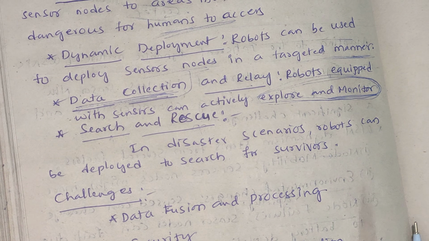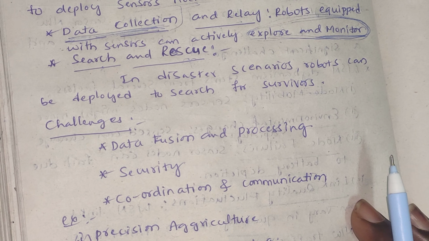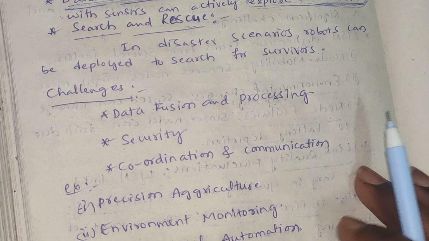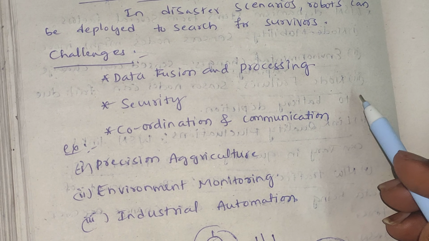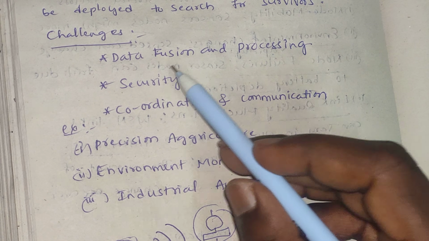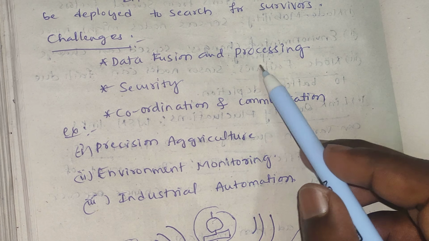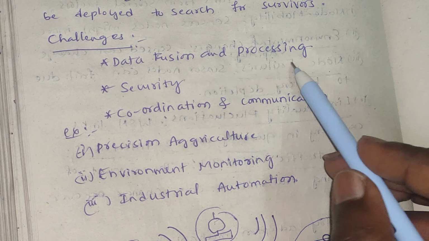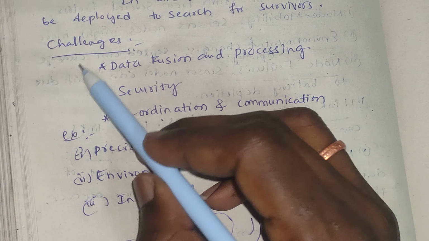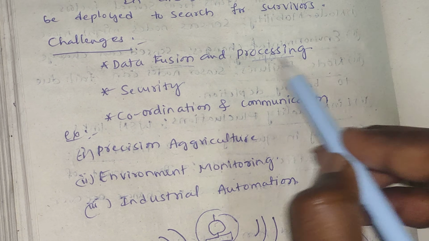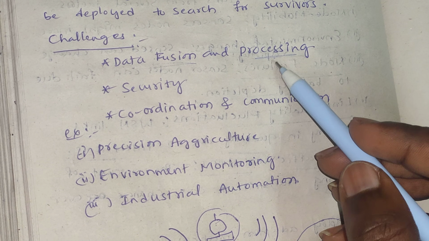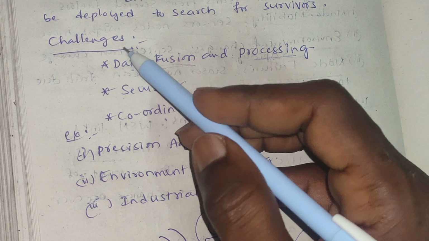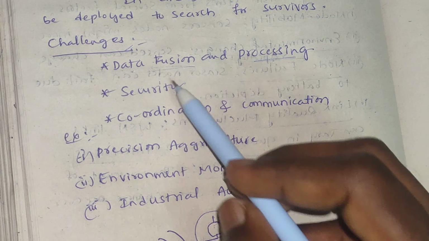Okay. What challenges are present in the sensor network and mobile robotics? We will discuss each one. Challenges: data fusion and processing. Data fusion and processing is one of the challenges. Why? Because data fusion, how the processing is going, what issues are present, all of this comes under the challenges.